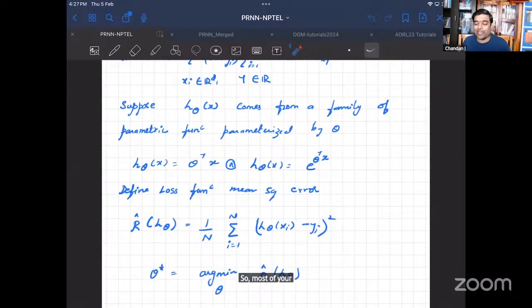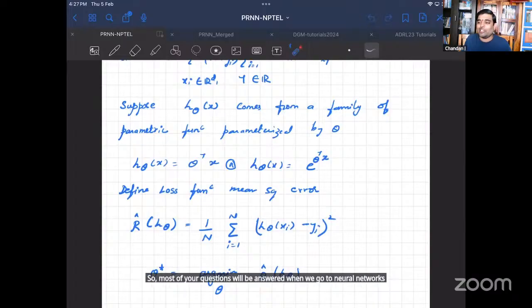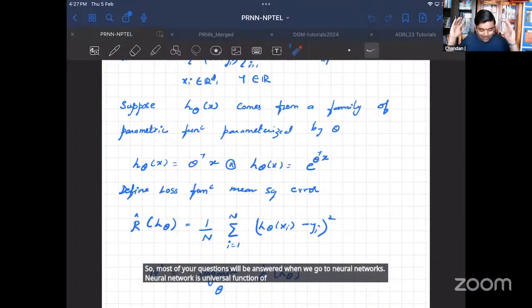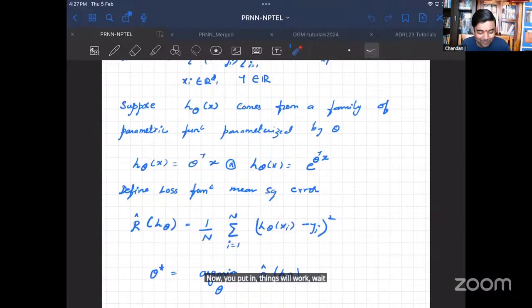Most of your questions will be answered when we go to neural networks. Neural network is a universal function approximator. Now you put it in, and things will work. Wait till that time. Okay, it's a very valid question. All of you should have that question.